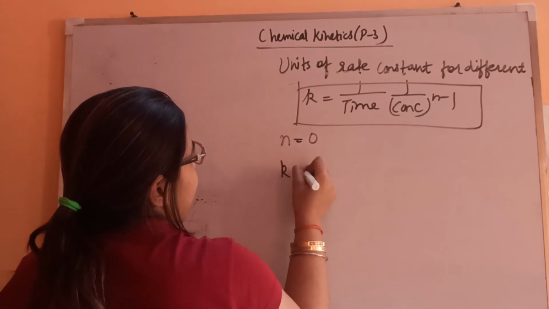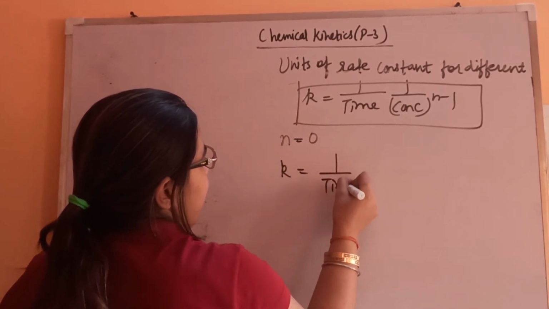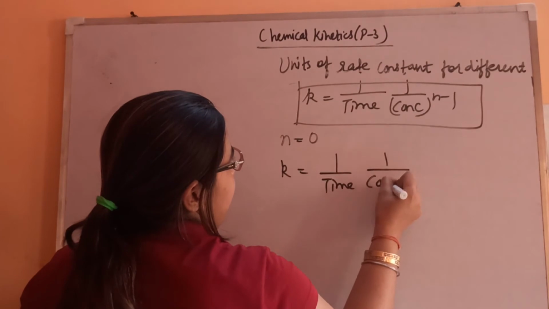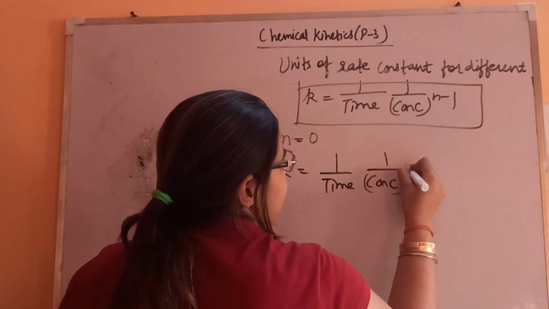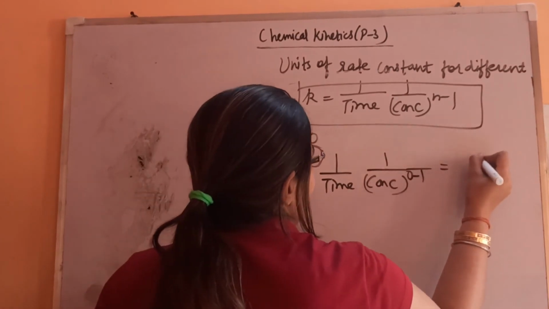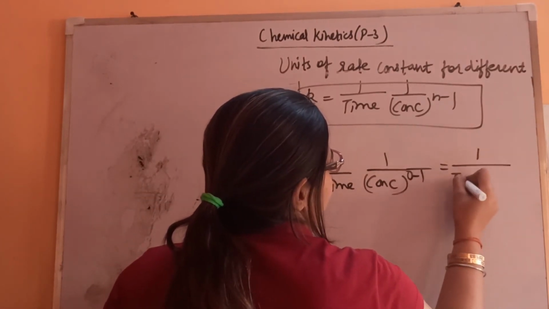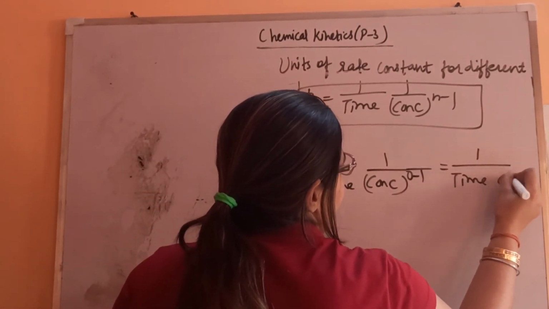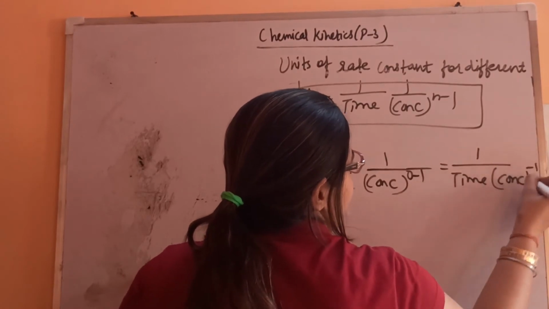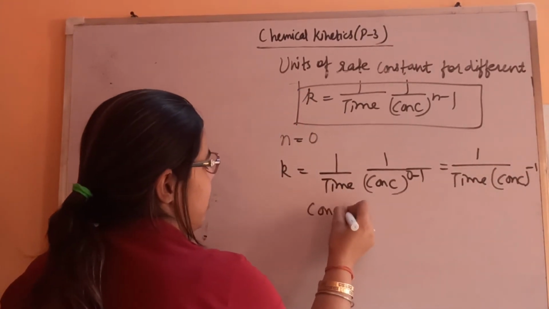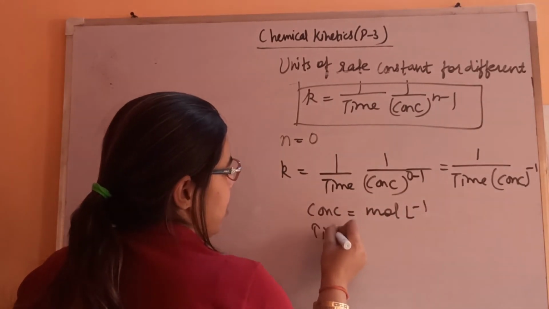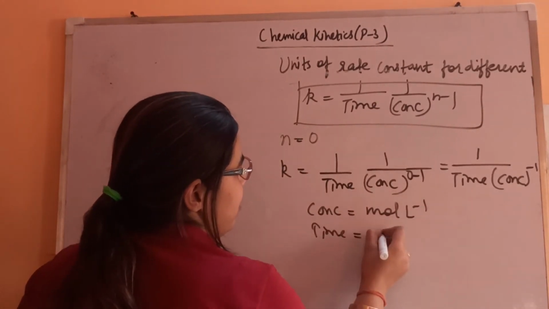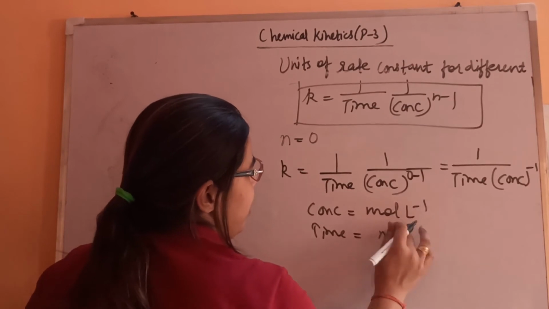That K is equal to 1 upon time, 1 upon concentration to the power 1 minus 1, sorry, n minus 1. So what will be left? 1 upon time, then concentration to the power minus 1. If we substitute concentration in moles per liter, and time is say minute or second also we can take, it depends.